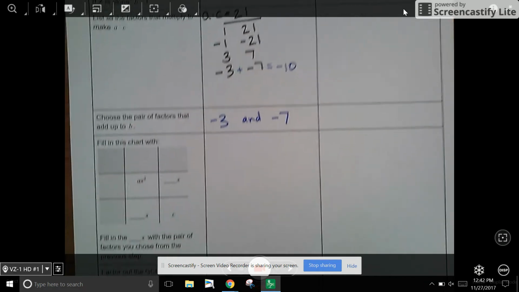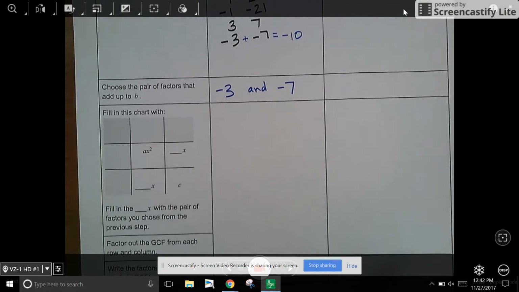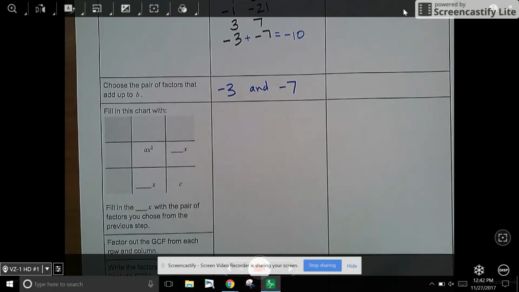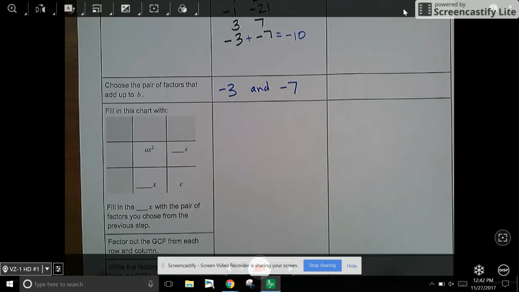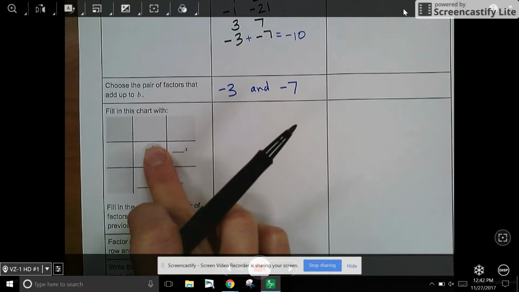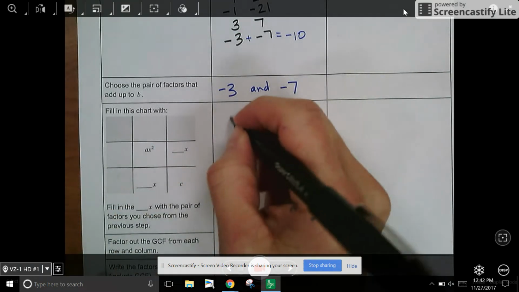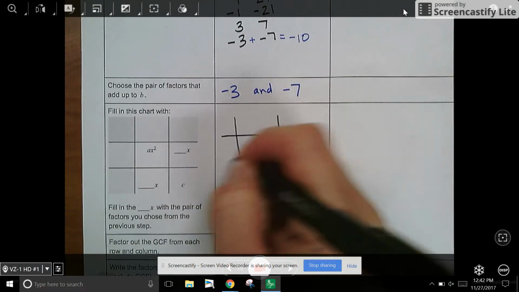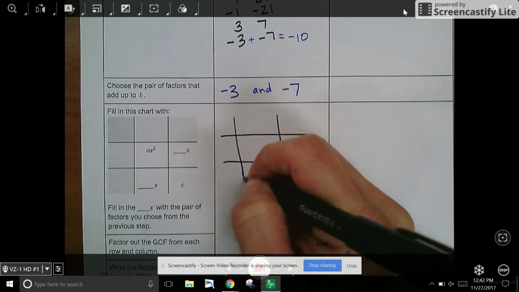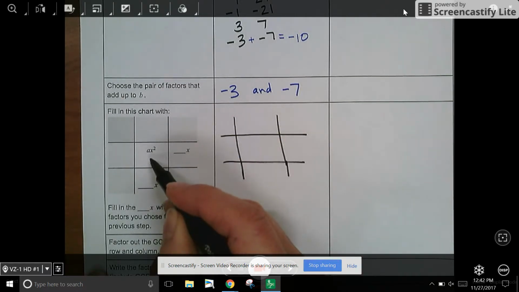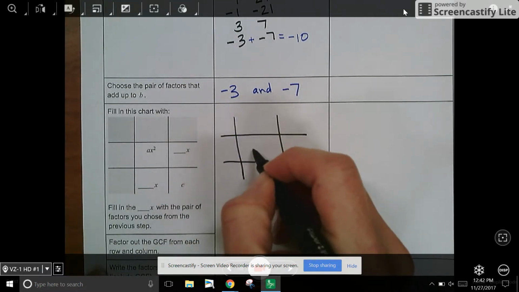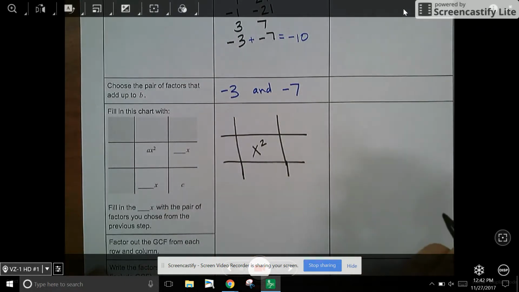Now we're going to use that tic-tac-toe board that we used when we multiplied. But instead of starting with the outside and finding the inside of the tic-tac-toe box, we're going to fill in the inside and try to find the outside. So I'm going to make my tic-tac-toe box. The middle box is ax squared. Well, our a was 1, so it's just 1x squared. You can put the 1 in front if you want.